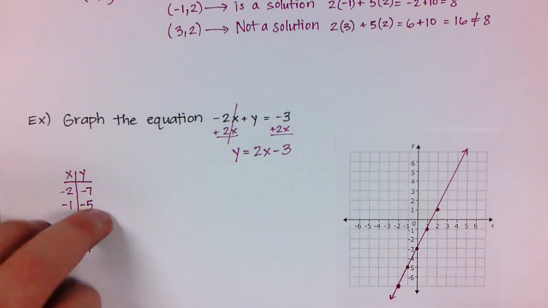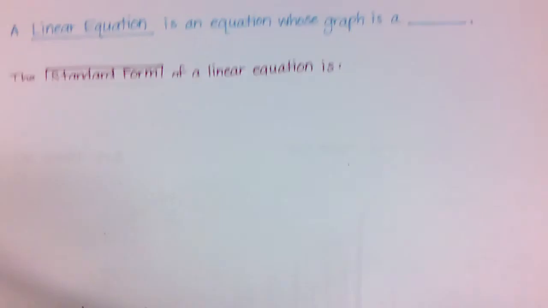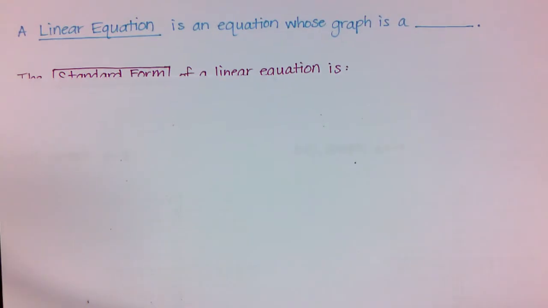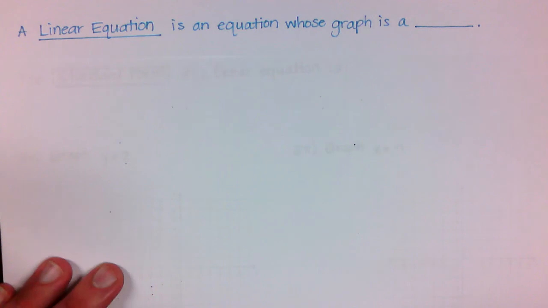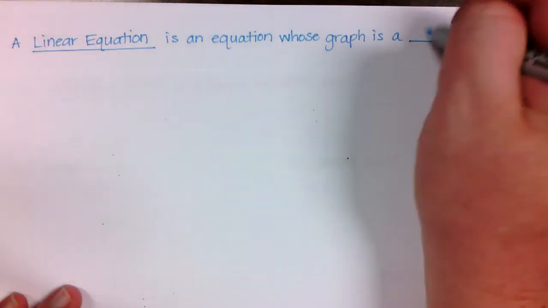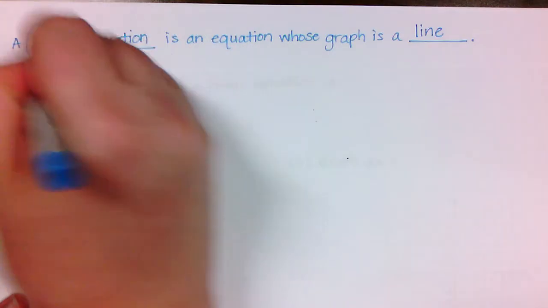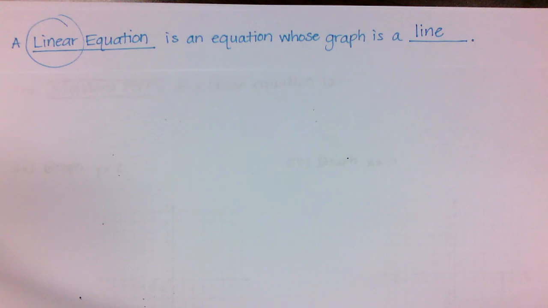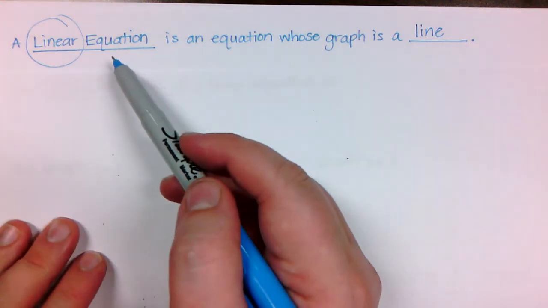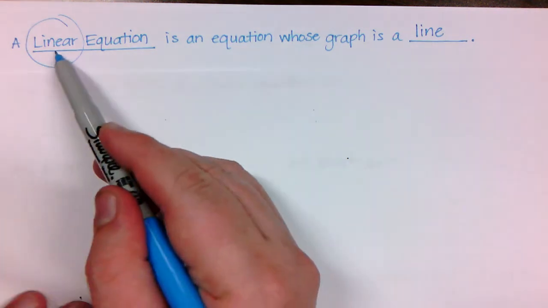Okay? So this is the premise for today, and it's probably stuff that you've done before. So, a linear equation is an equation whose graph is a line. That's really important. You're going to see this term linear equation over and over and over again, and what it's looking for is a line. That's what the graph is going to be looking for, and it's in its name, linear.